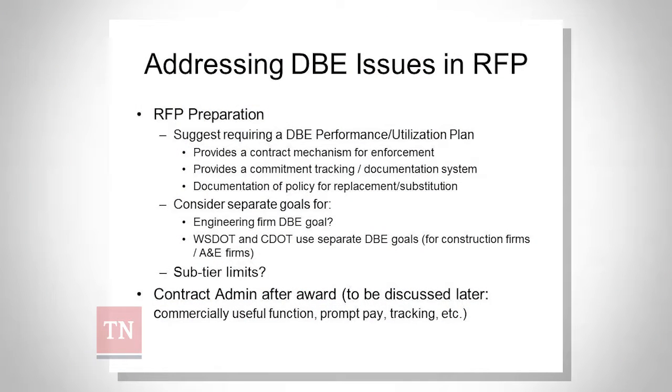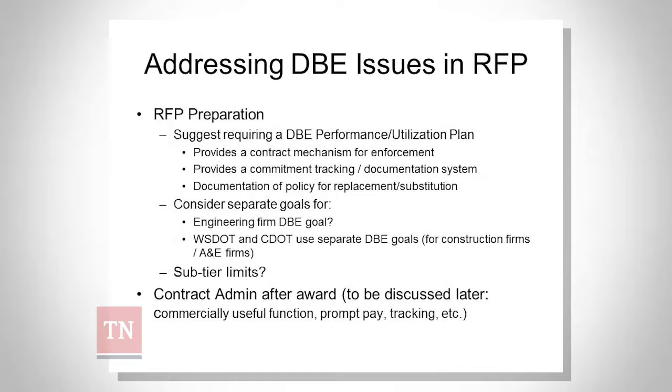What has worked in some states, now these are just suggestions, is including provisions in the RFP document for quality management plans for the DBE program. Make the contractor, the proposers, tell you how they're going to obtain their DBE commitments throughout the life of the project. If you're going to include a DBE contract goal, make them tell you when and how they're going to meet those goals throughout the life of the contract. Make them tell you how they're going to ensure they're complying with commercially useful function requirements.